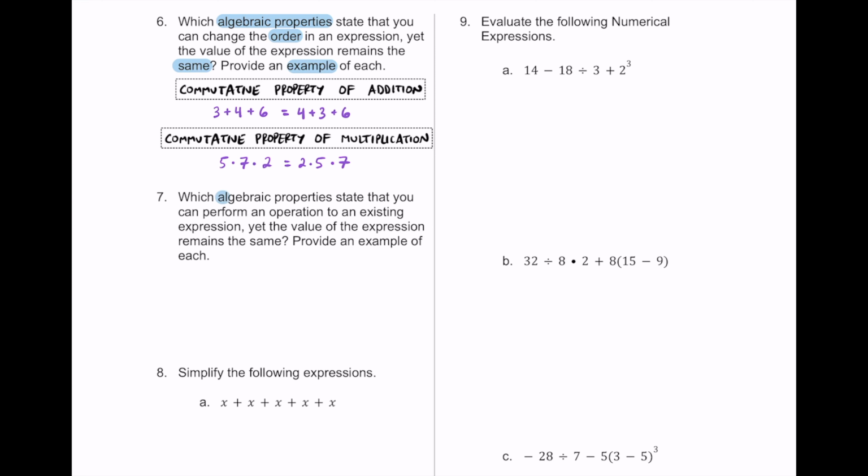For number 7, we're looking for the algebraic properties that state that you can perform an operation to an existing expression, so one that's already there, and the value is going to remain the same.